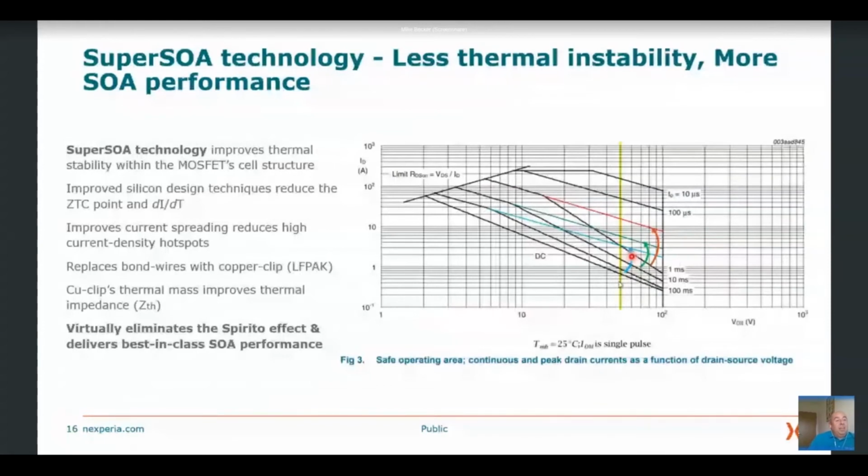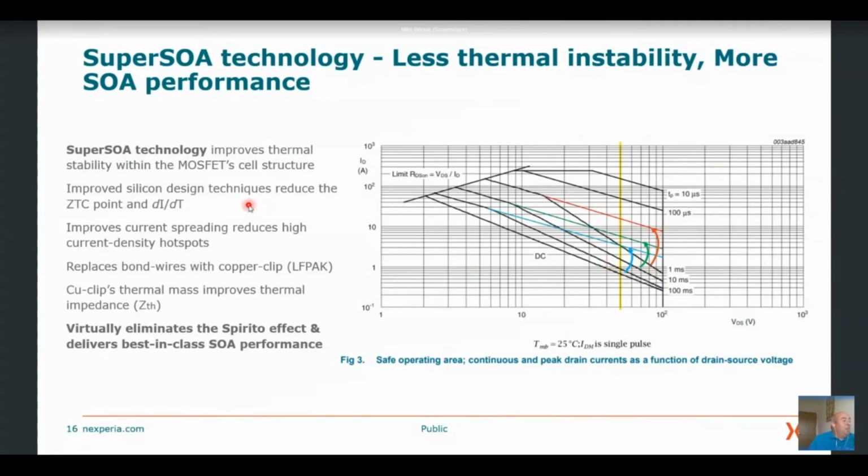SuperSOA is a technology invented by Nexperia to try and correct this Pareto effect, so the point at which the curve drops off faster. And the aim of SuperSOA is to give you a straight line performance and to eliminate this Pareto effect.